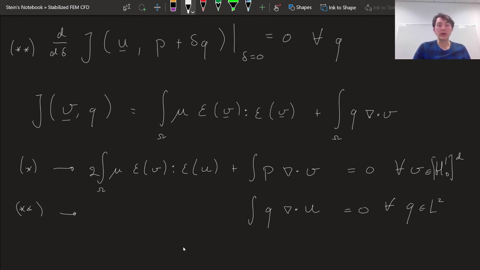Okay, and that's pretty much the conclusion right now. These are the new weak statements. This is the mixed formulation for a linear elasticity problem under the incompressibility constraint. And I hope that you recognize this equation, because this is precisely the Stokes equation. So it was not a coincidence that I took this as an example.